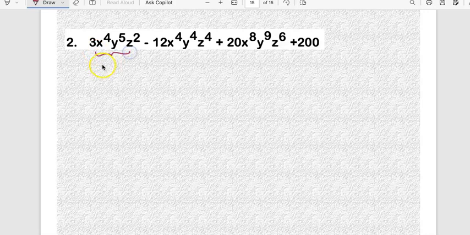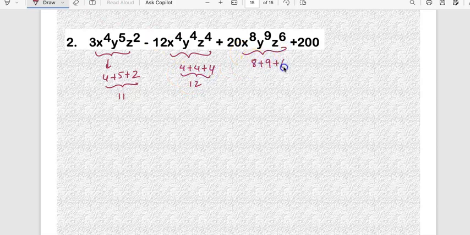Okay, so I will do it now. I believe you already have the answer. I will add these powers. 9 plus 2 is 11. What about this one? This is 4 plus 4 plus 4. That's 12. Sorry about these notifications. And this is 8 plus 9 plus 6. That's 15 plus how much? 17, 23. And this one has nothing. It's a 0 over here.